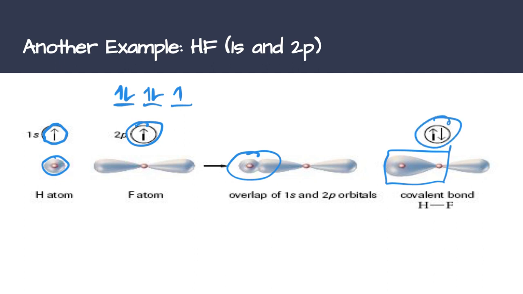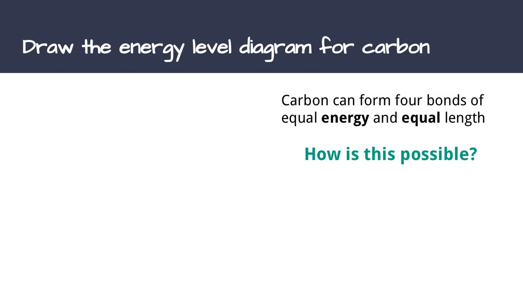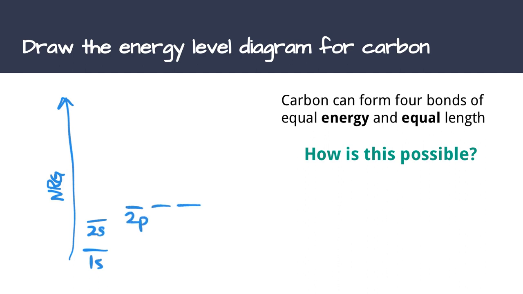Okay, that's all great, but what if we look at carbon? Let's first take a look at the energy level diagram, or the orbital diagram, for carbon. We have energy there, and we have 1s, 2s, and then the 2p's. Carbon has 6 electrons, so we'll put 2 here, 2 here, so that's 4, 5, and 6.